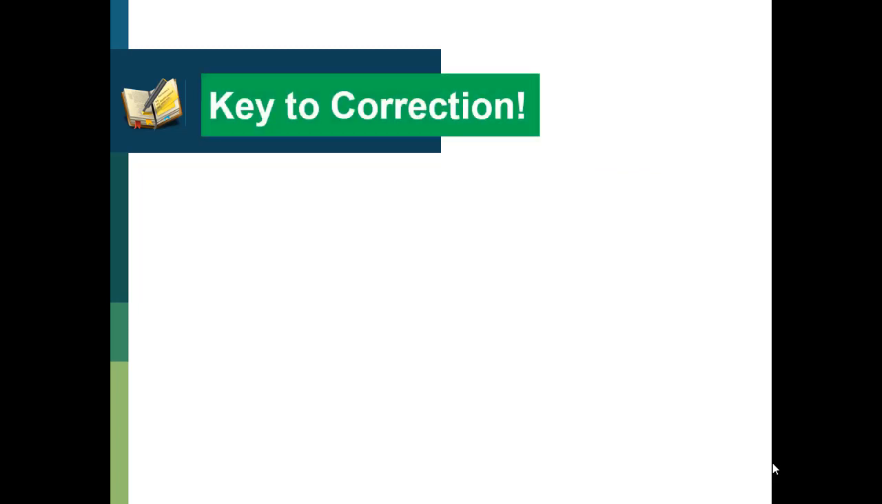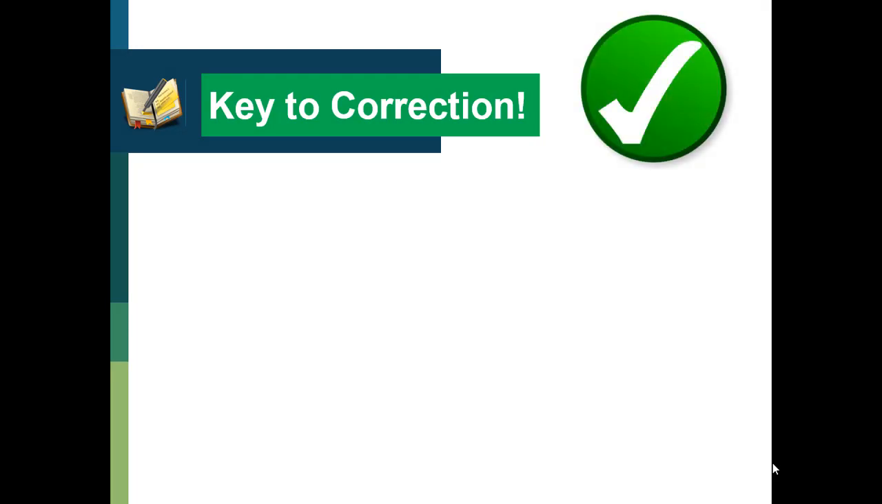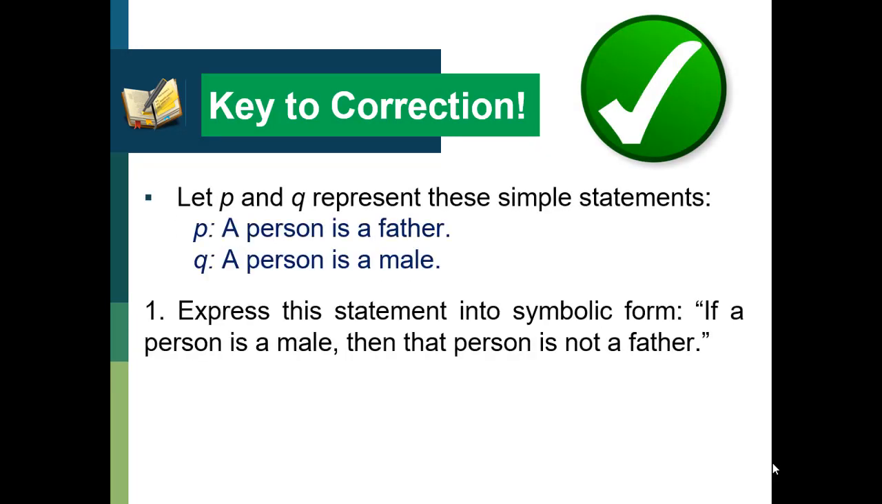I think you have now your answers. So here's now your key to correction. For the first question, the answer is Q, arrow, not P. Why? Because the first statement is if a person is a male, and that is the second statement, Q. Then you're going to write an arrow. That person is not a father. That means the negation of the statement P. So you have to write not P.